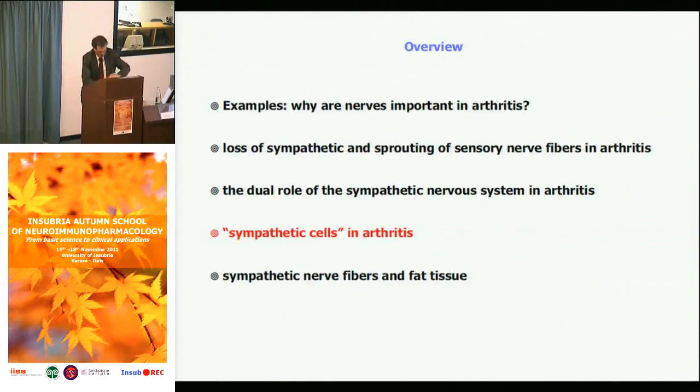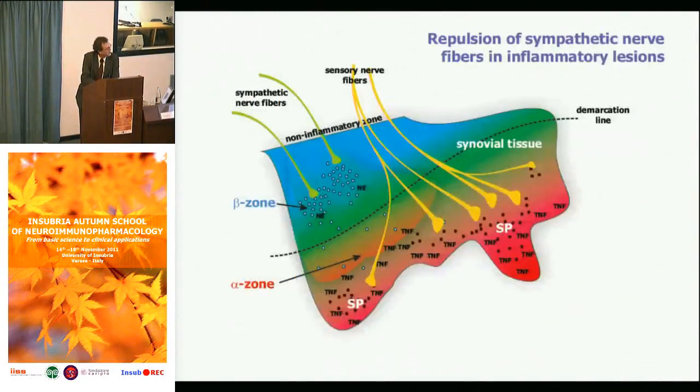But there was something very special. We found sympathetic cells in the tissue. As I mentioned before, we think that we lose the sympathetic nerve fibers behind the demarcation line, and we have sensory hyperinnervation. When you take this tissue and test the supernatant for the catecholamine content, you would expect that a patient with rheumatoid arthritis has much less norepinephrine or adrenaline in the supernatant compared to a patient with osteoarthritis, because he has fewer nerve fibers. So he certainly has less noradrenaline in the supernatant.